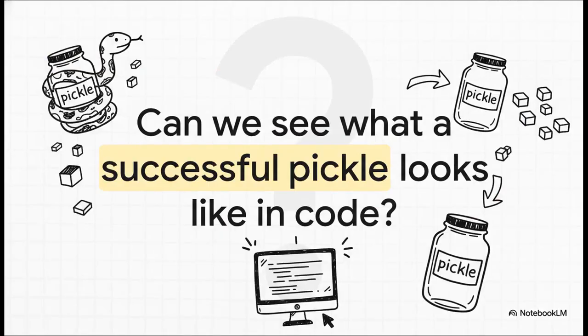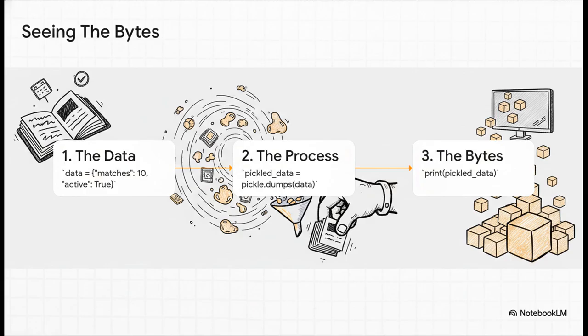Okay, so what does it look like when it actually works? Let's see it in code. So you take a dictionary, run one command, and bam, you get that raw byte stream blueprint.